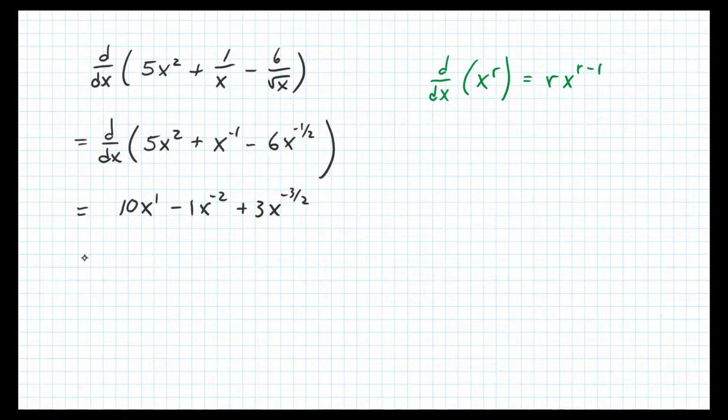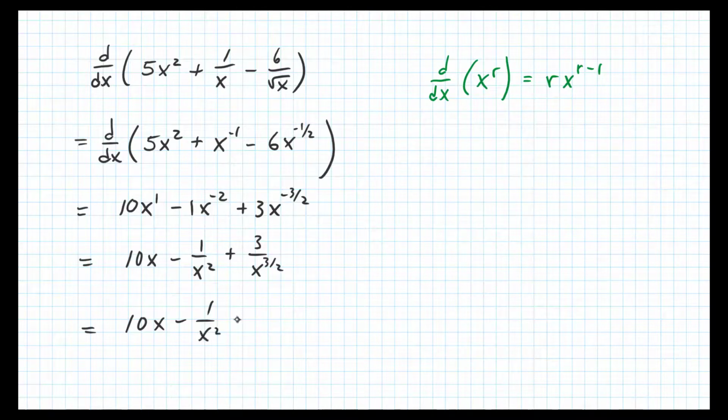Once we apply the power rule, we want to just make it look nice. Typically, if you didn't have negative exponents in the original, you don't want to put negative exponents in your solution. So I would finish this off by rewriting this as 10x minus 1 over x squared plus 3 over the square root of x to the third, or let me write that as x to the 3/2 power. So 10x minus 1 over x squared plus 3 over square root of x to the third.